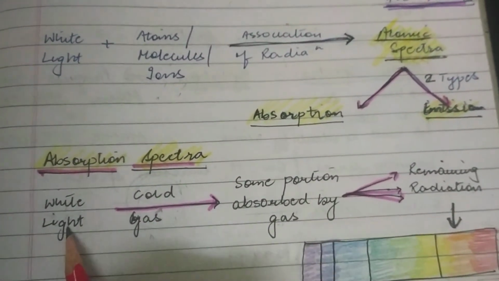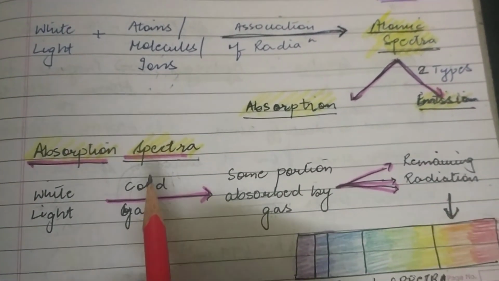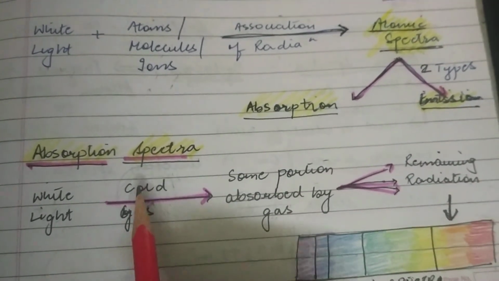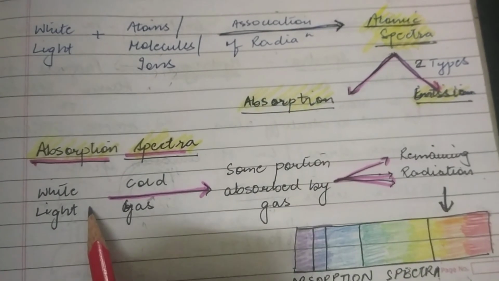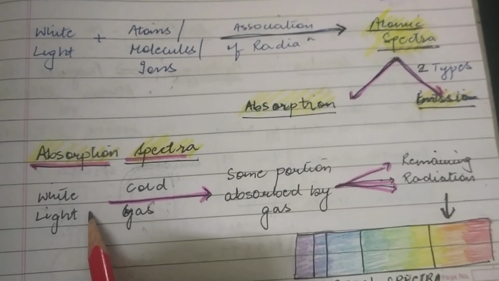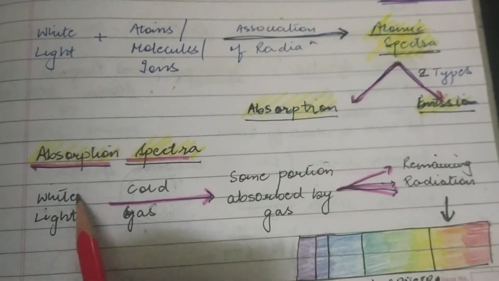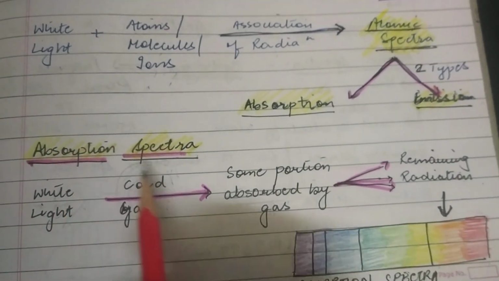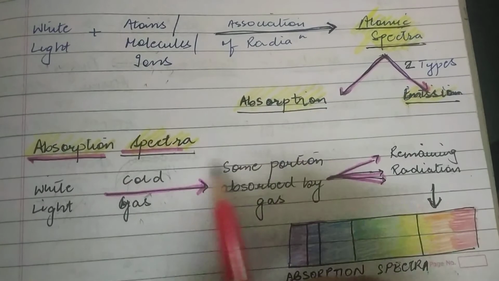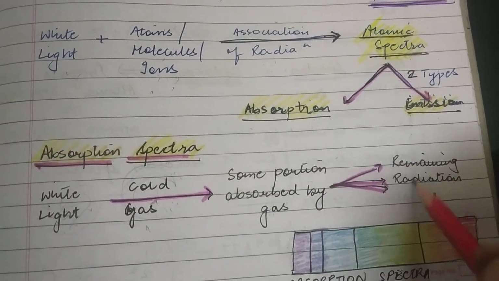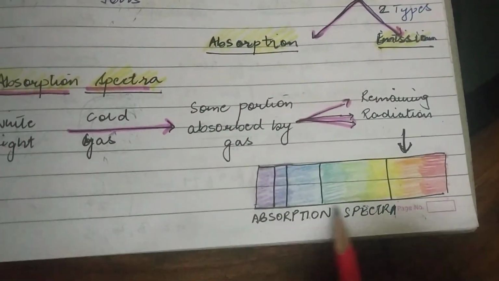That is why when white light is passed through cold gas, some of the molecules of this cold gas are going to absorb some radiations, some wavelengths, from the white light. Why? White light has 7 wavelengths, so some of the wavelengths are going to be absorbed by the molecules. Some portion of the white light is absorbed by the gas and the rest is emitted in the form of absorption spectra.